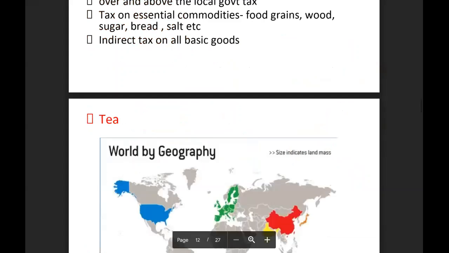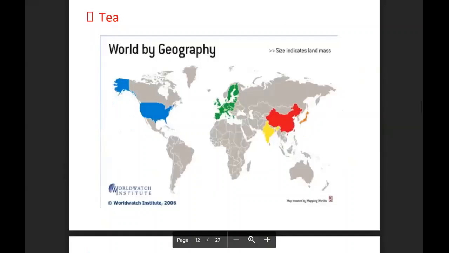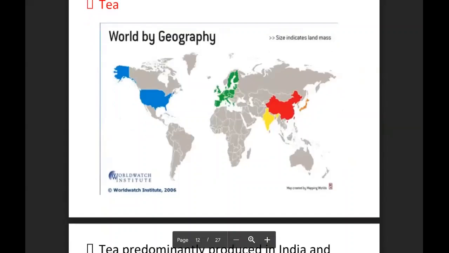Now we'll talk about tea. With respect to tea, predominantly where tea was produced during that time, you can see in this map, was India and China. Tea was predominantly produced in India and China.